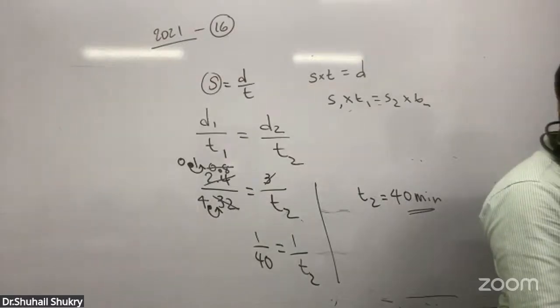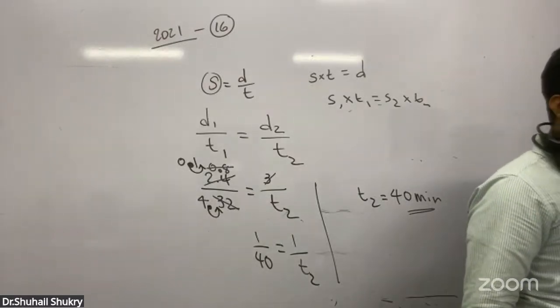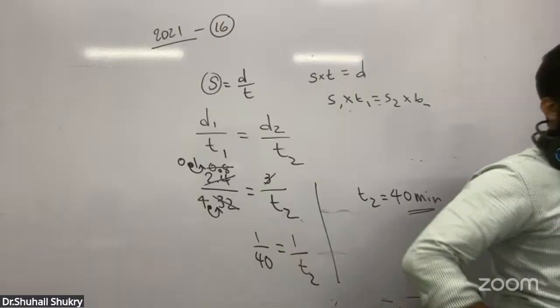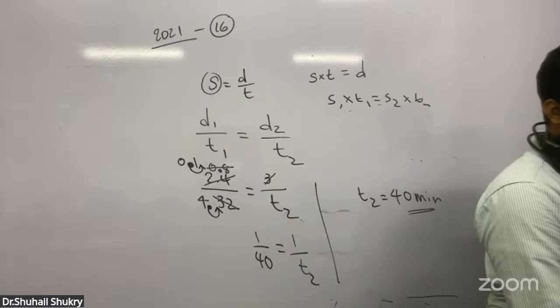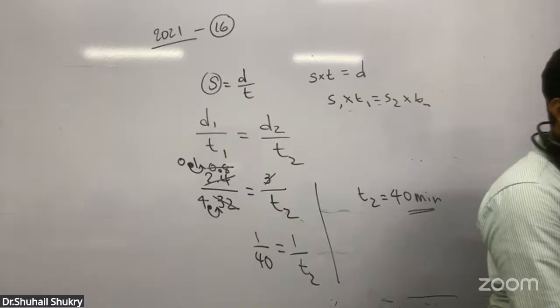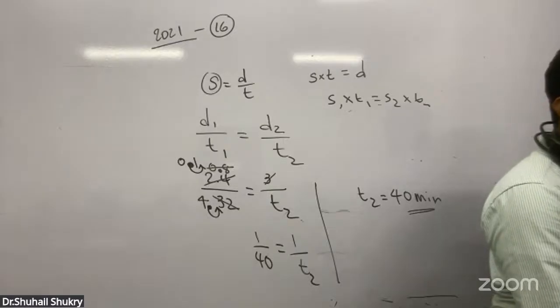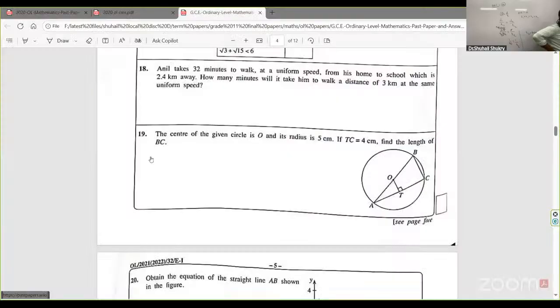Number 19. There is a picture here. Check number 19. In number 19, they have told that the center of the given circle is O and its radius is 5 centimeter. If TC equals 4 centimeter, find the length of BC.